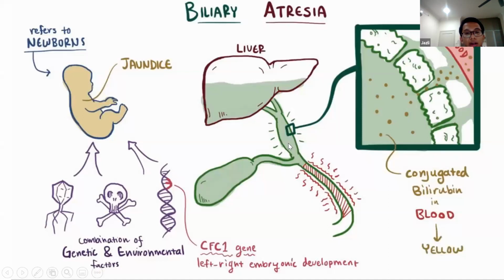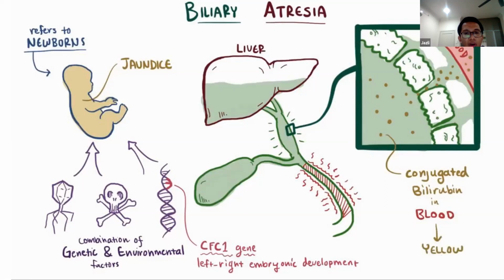So in such cases, what is the golden investigation you would like to do? The golden investigation is liver biopsy. Why do we do liver biopsy? Because at times there are histological changes inside the liver which could suggest that the patient has biliary atresia, because at times it's not really easy to identify. You can do liver biopsy. You can also do abdominal ultrasound for absence of the gallbladder.